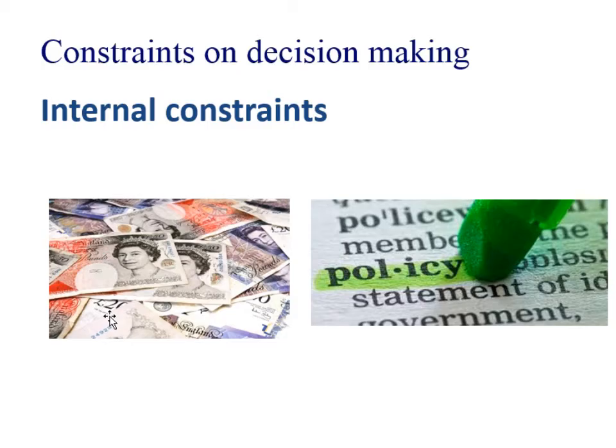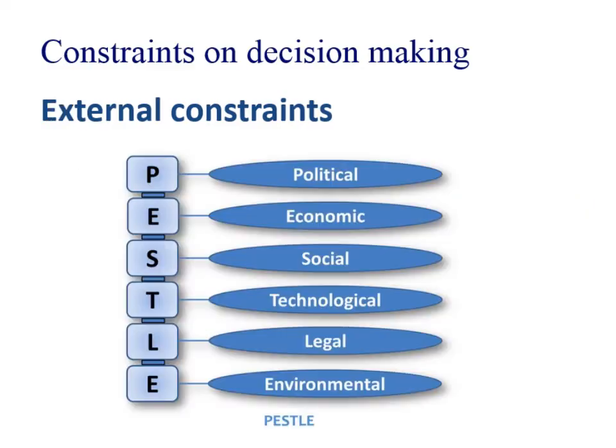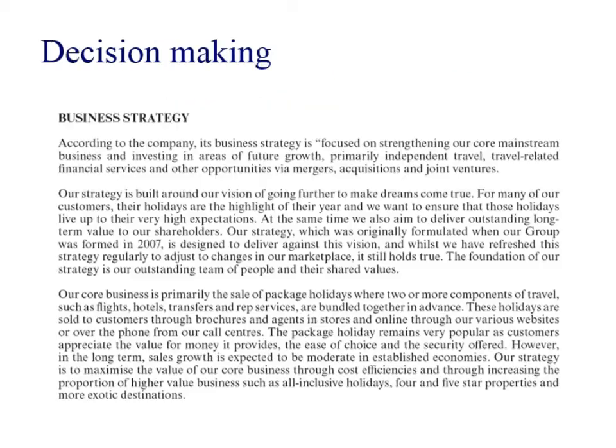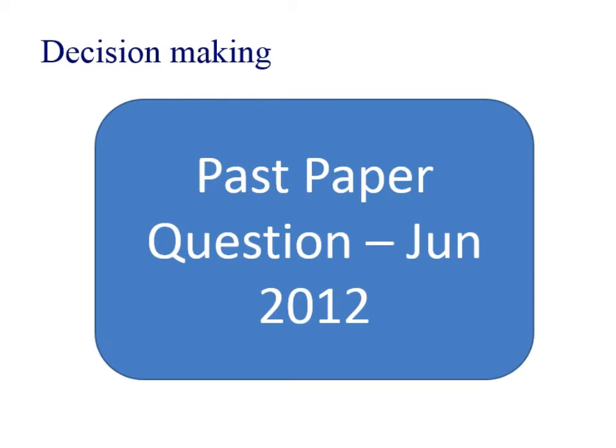If you want to employ somebody, you might have to have 3 people involved in the interview process, that type of thing. There are also external constraints. So whenever we're thinking about the external environment, thinking of this PESTLE analysis, and these can constrain decision making. We do go through a lot of these later on, so you might want to look at those presentations as well. So if you were looking at a past paper question, I've just skipped ahead a little bit.